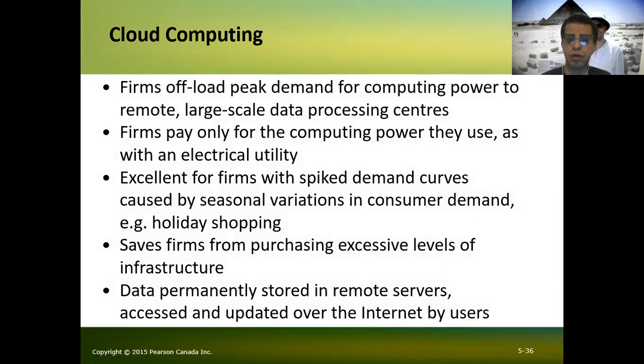So it is excellent for firms with a spike demand curve caused by seasonal variation in consumers, like holiday shopping, and saves firms from purchasing excessive levels of infrastructure, which after a while gets outdated, or you have to upgrade it, and maintenance, support, and all these things. This all gets outsourced. Also the data is permanently stored in the remote server, accessed and updated over the internet by users. The only bad side is security.